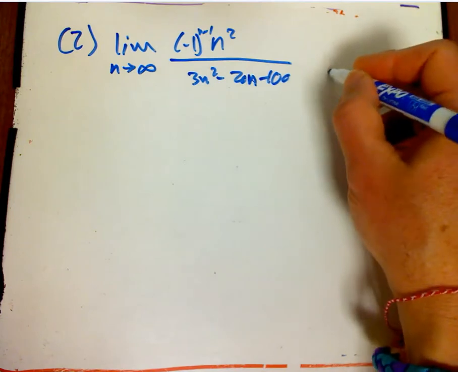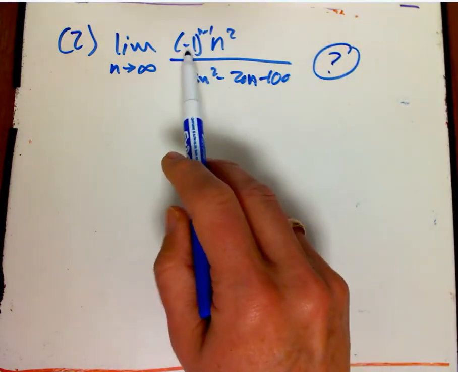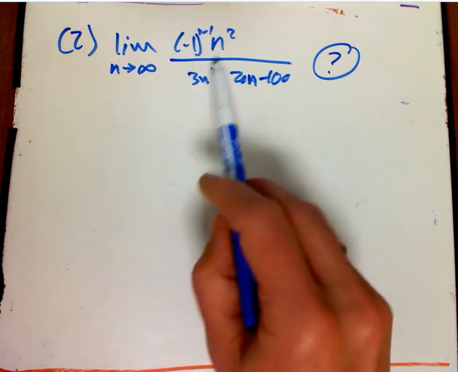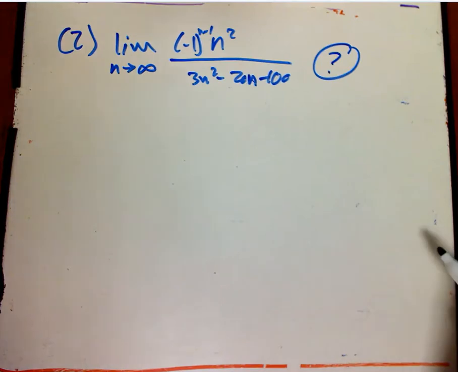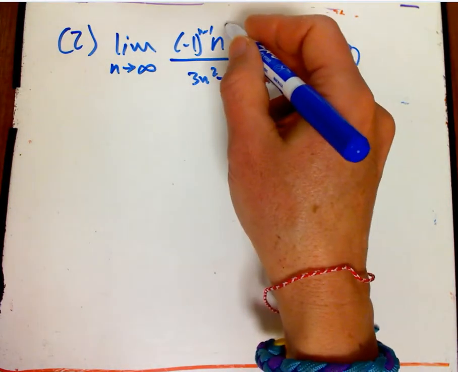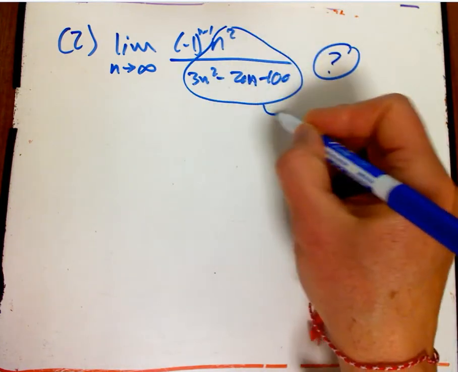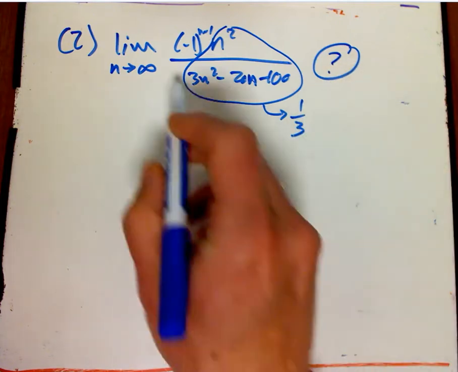Okay. Now, does this one exist? Well, the -1 to the n minus 1, if you try to make that like a -1 to the x minus 1, that's pretty freaky to have negative numbers to weird exponents. So you really can't do that. But let's just think about what this does. Because we know that this part gets very, very close to 1/3.